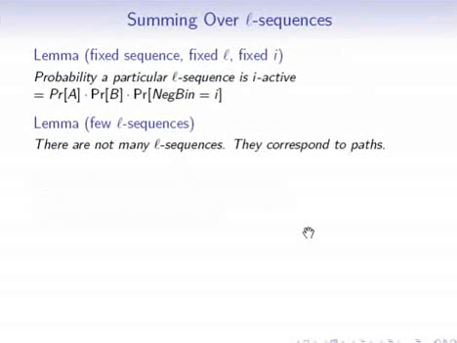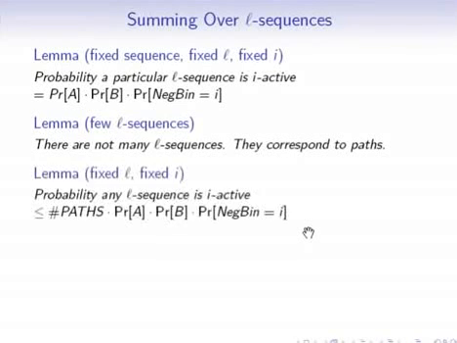So here's the first part. What we're going to do is sum over L sequences. The lemma that we're going to use is that there are not many L sequences because they just correspond to paths in the graph. And there can't be very many repeated nodes because each of the C nodes gets covered.